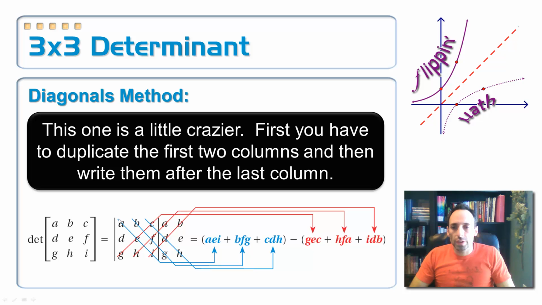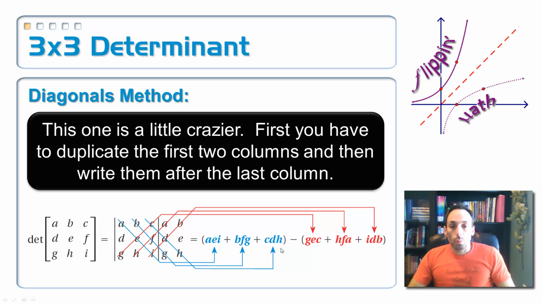You're still going to find the products of the elements in the major diagonals, okay? But you're going to add up each one of those products. So A times E times I, that's one of the products, plus B times F times G, that's the other product, plus C times D times H, that's the other product, okay? Minus, now do the same thing along the minor diagonals, okay? And adding up each one of those.